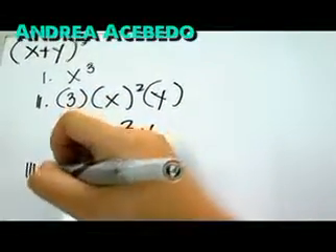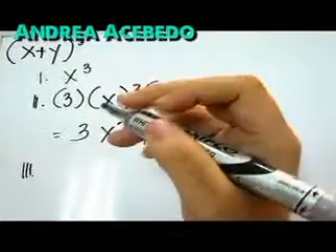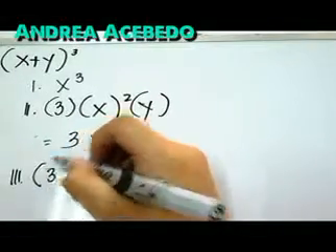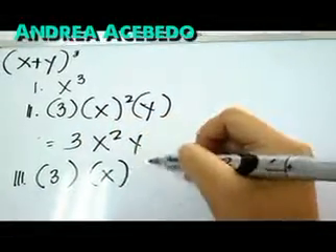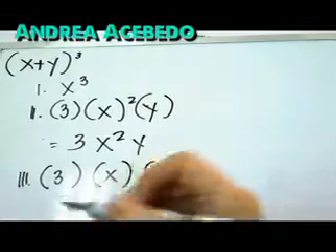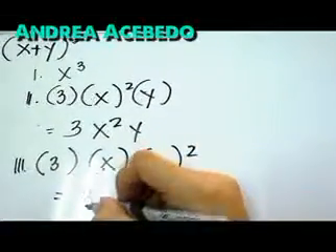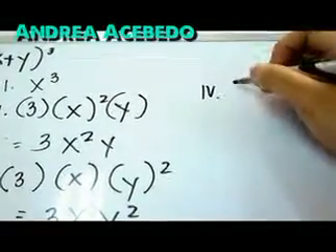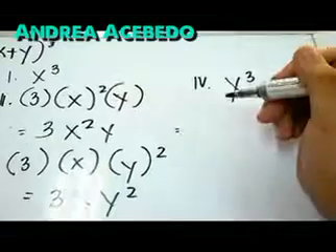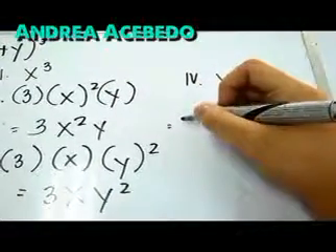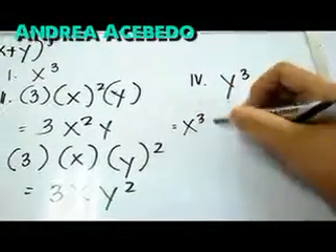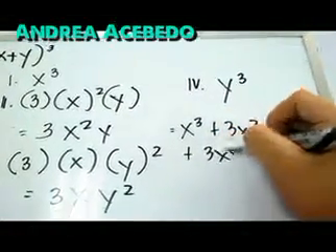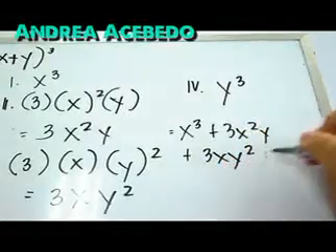Now the third step is to thrice the product of the first term and the square of the last term. Now the last step is to cube the last term, so that would be y cubed. Now the final answer will be x cubed plus 3x squared y plus 3x y squared plus y cubed.